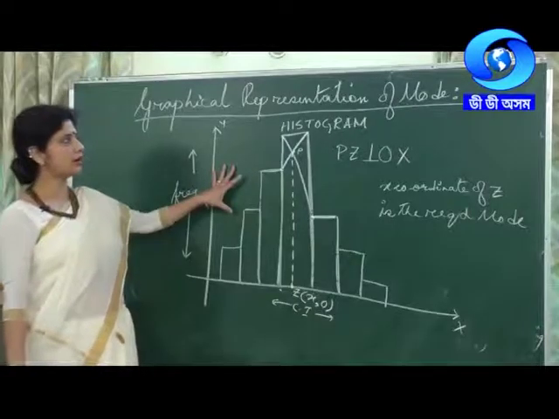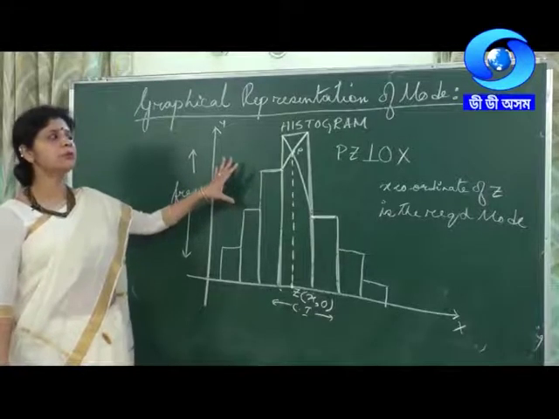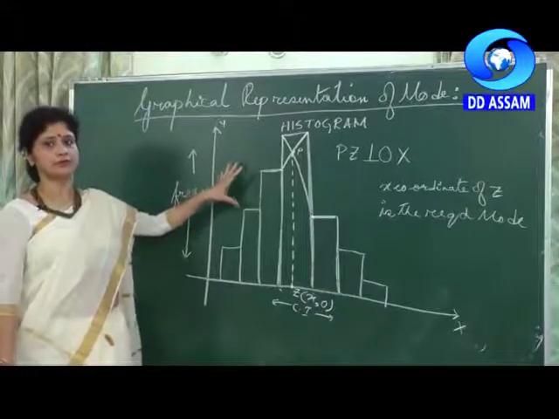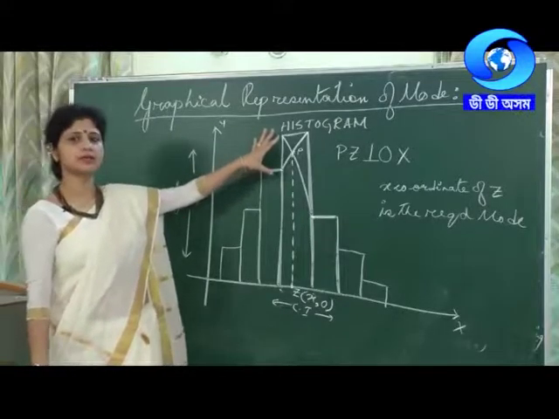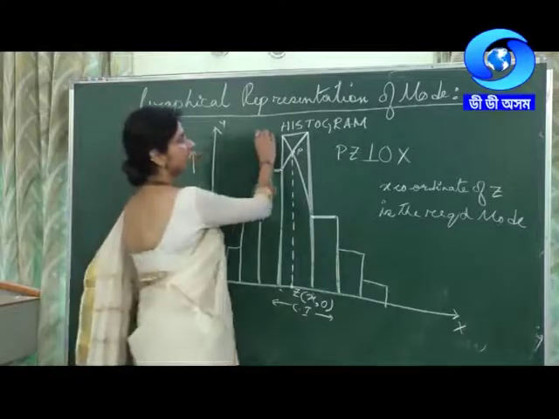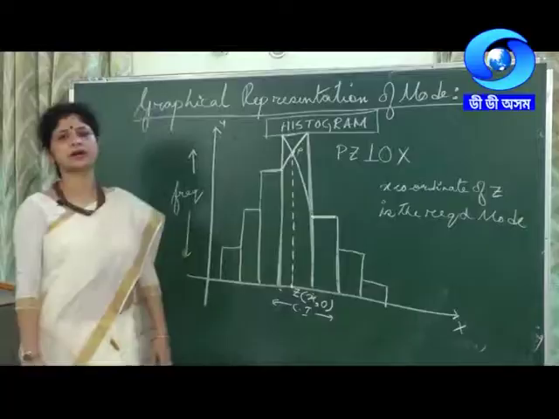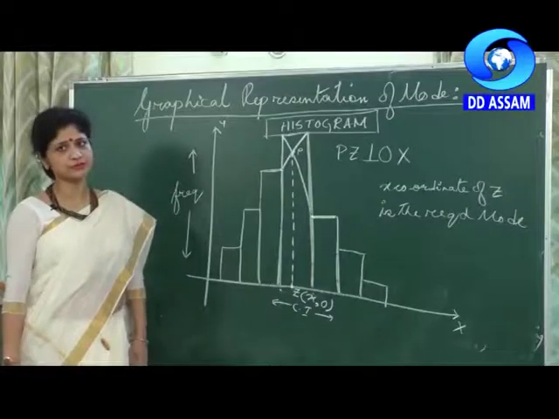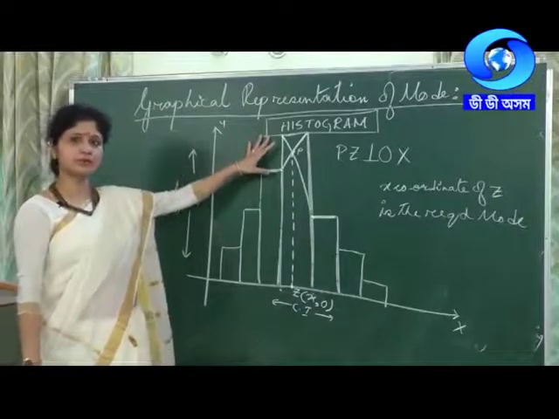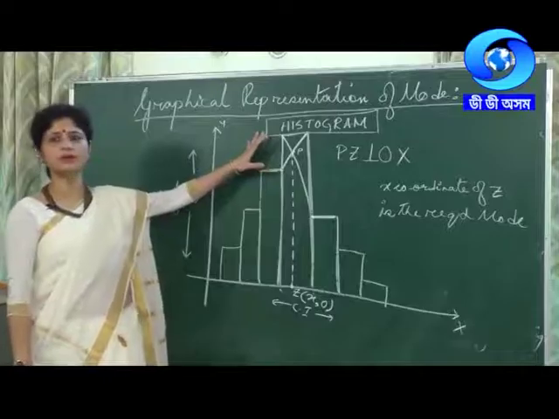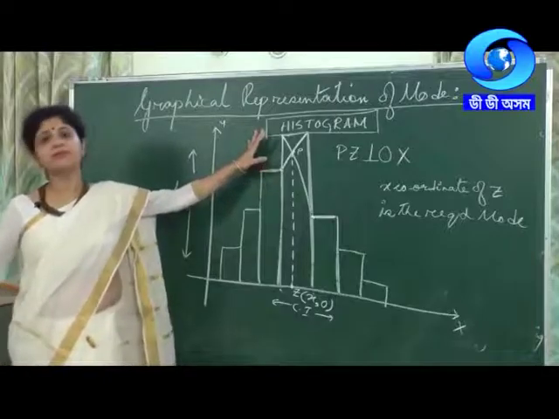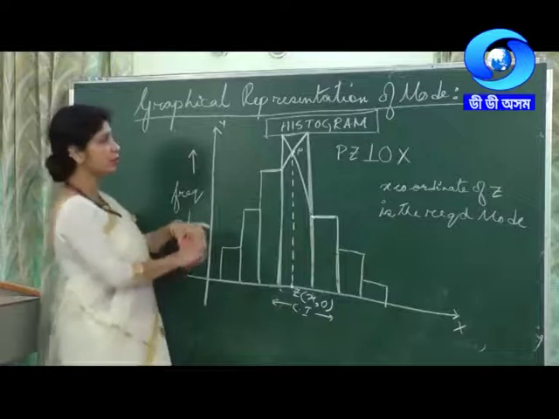So this is how we calculate mode from a graph with the help of histogram. So you should remember for 1 mark question also, which graph is used for representation of mode? It is histogram. And which graph is used for determination of median? It is the Ogive.